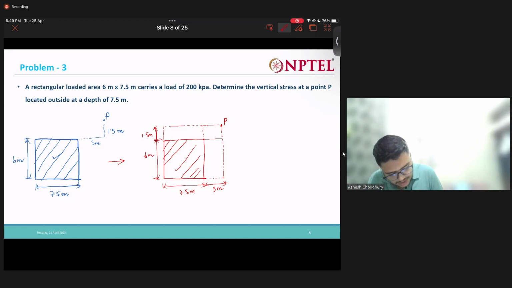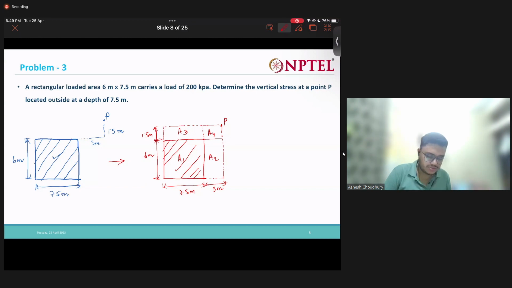Okay, let us name these areas. Let us name it A1, A3, A2, and A4. Okay, so these A3, A4, A2, these are our fictitious areas. Okay, so what we will be doing is determining the factor K for all, and we will be subtracting these factors which we calculate for A2, A4, and A3. Okay, and we will be adding the one for A1.